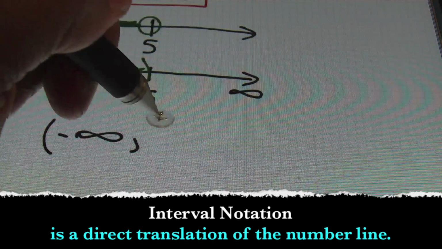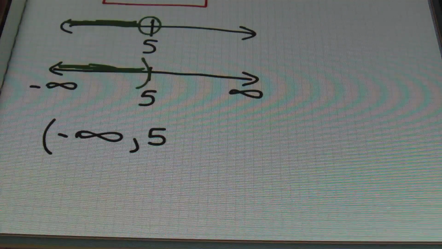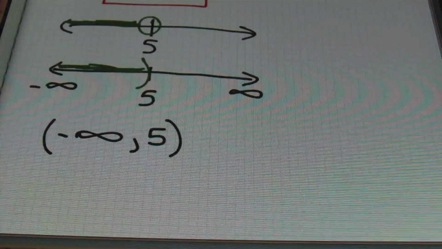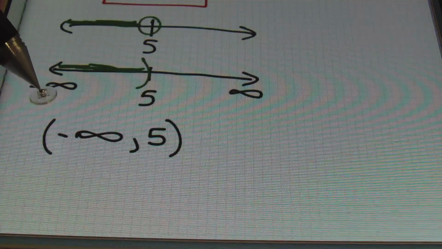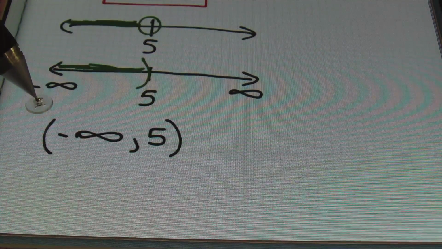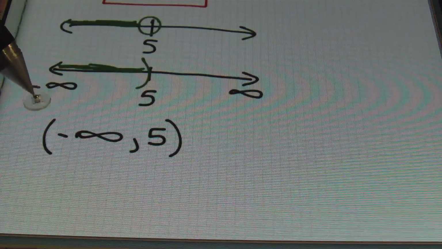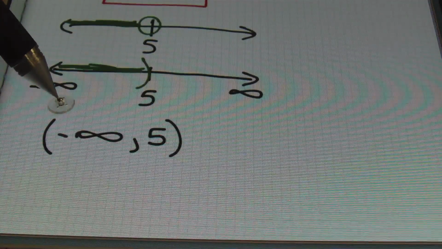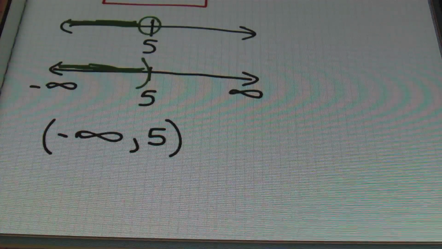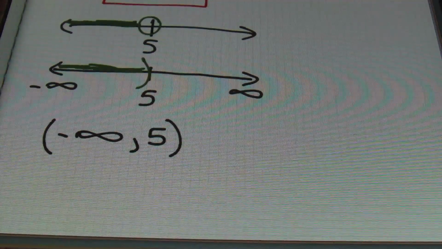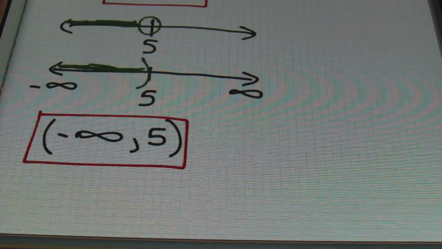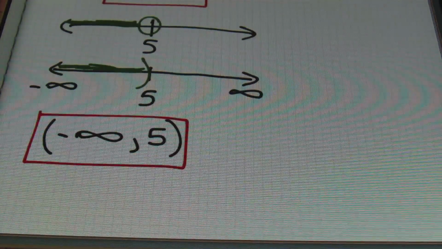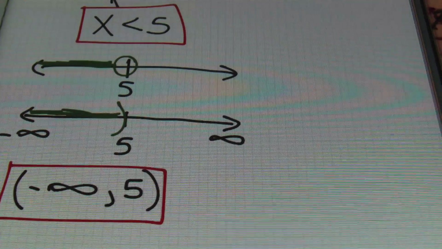Then I'll show that we're approaching 5, but not including 5, by using parentheses as well. Okay, so the parentheses in interval notation tell the reader that you're approaching that value, not that it equals that value. So our solution is in the range of negative infinity to 5, ladies and gentlemen, and that's the interval notation of our inequality. That's it.